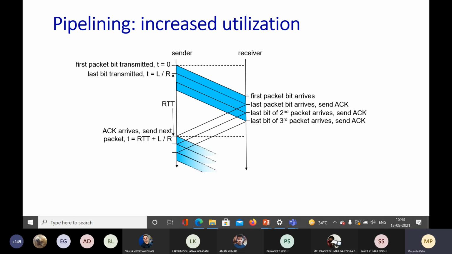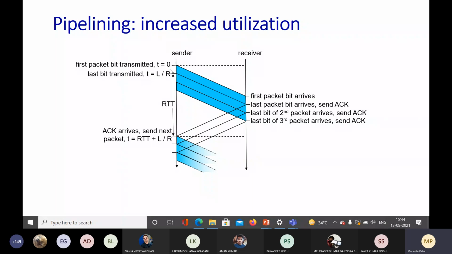That means one by one they can be transferred in the pipeline. First the first packet is transferred. Once its transmission is done, the second packet will be transferred, and then the third packet. Meanwhile, once the last bit of packet 1 is received at the receiver side, it will send an acknowledgement. Then again, once the last bit of the second packet is received, the corresponding acknowledgement is sent. Correspondingly, the acknowledgements are being received at the sender side. So this is how it is working.